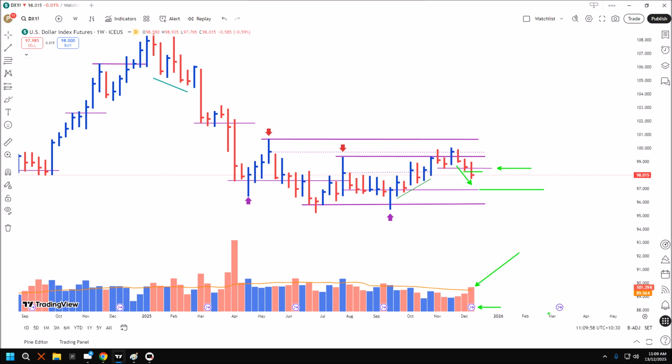The close below the previous support here is possibly significant, and we'll see the market drift lower over time, at least in the near term.